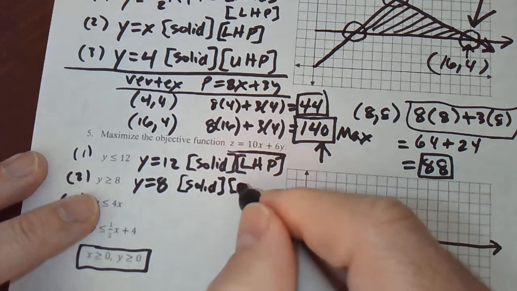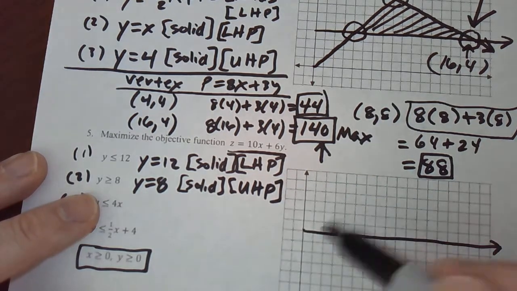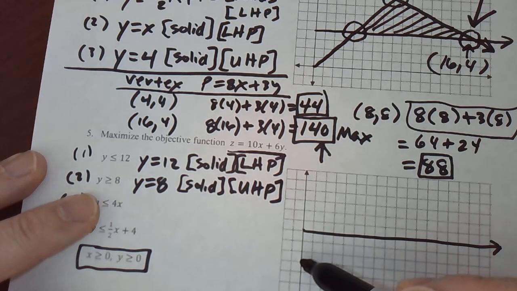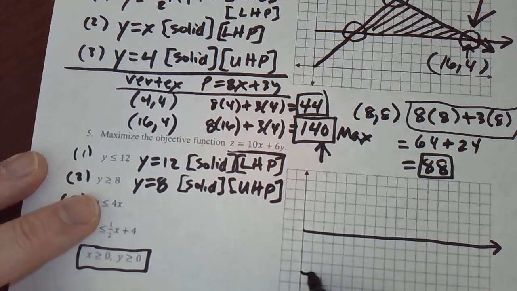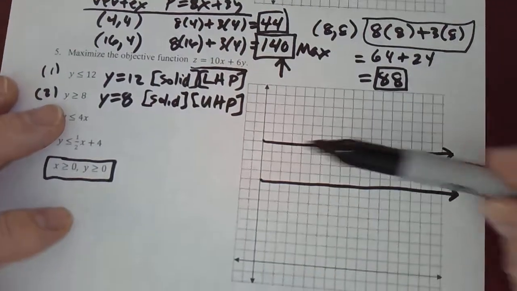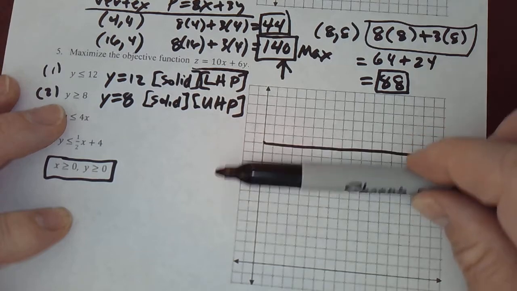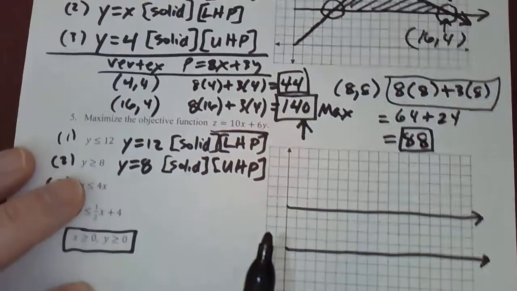But greater than means we do the upper half plane. So y equals 8. If this was 12, 11, 10, 9, 8. In the upper half plane, so far we're talking about below this line and above this line, just this strip right in here. But let's keep going.